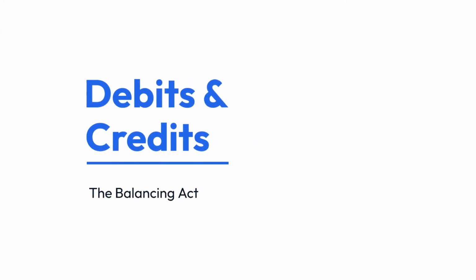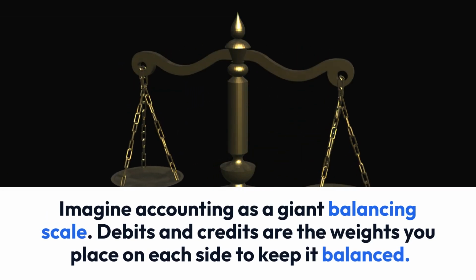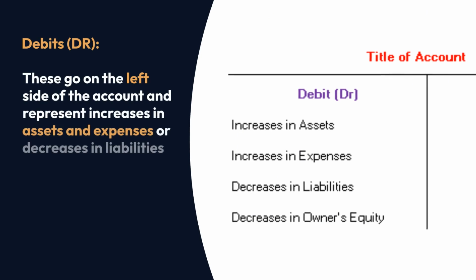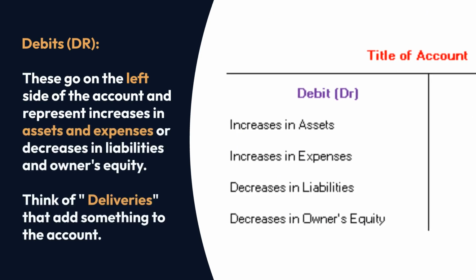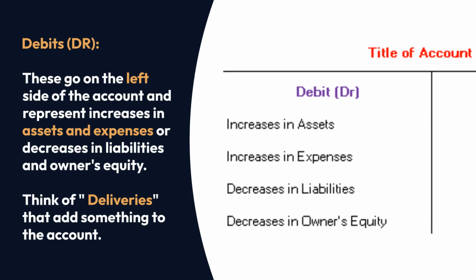Debits and credits, the balancing act. Imagine accounting as a giant balancing scale. Debits and credits are the weights you place on each side to keep it balanced. Here's the key. Debits. These go on the left side of the account and represent increases in assets and expenses, or decreases in liabilities and owner's equity.